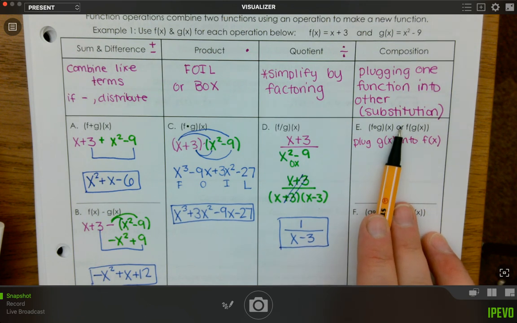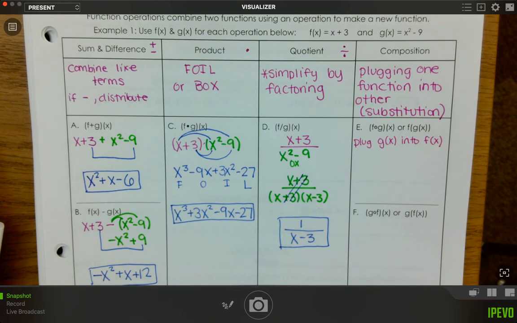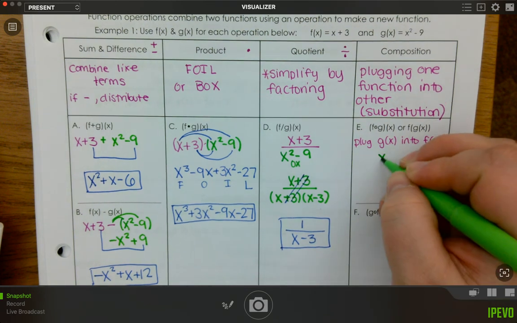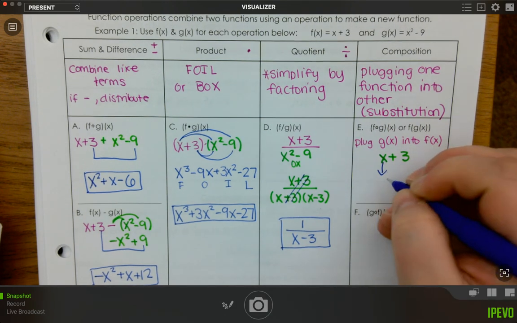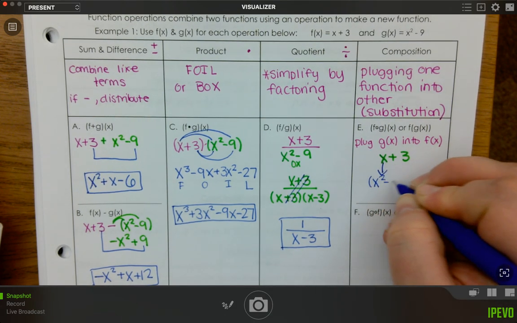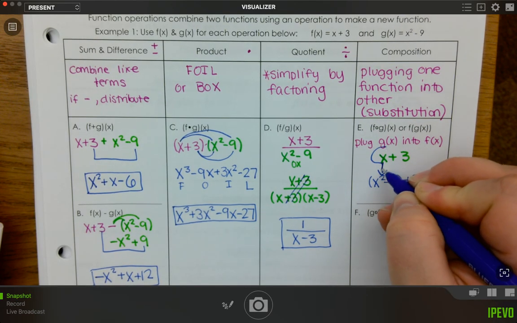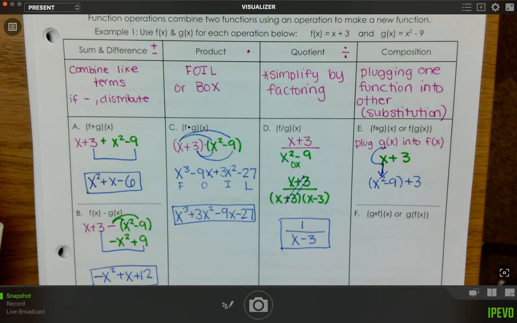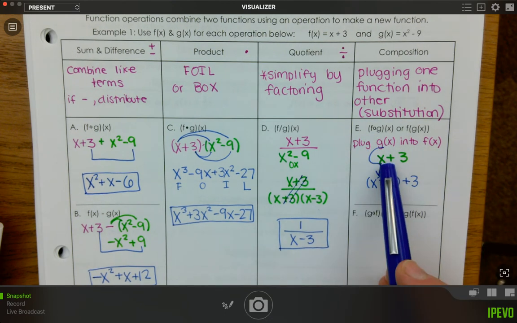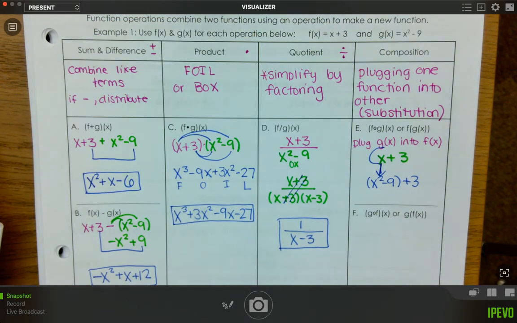So it's like saying, hey, go replace all of the x's in f of x with whatever g of x is. So if f of x is x plus 3, what you're going to do is take the x and replace it with g of x, which is x squared minus 9. So we're plugging g into f, wherever there is an x. Whichever one is on the outside is like the original structure, and then you take the x and replace it with whatever the other function was.